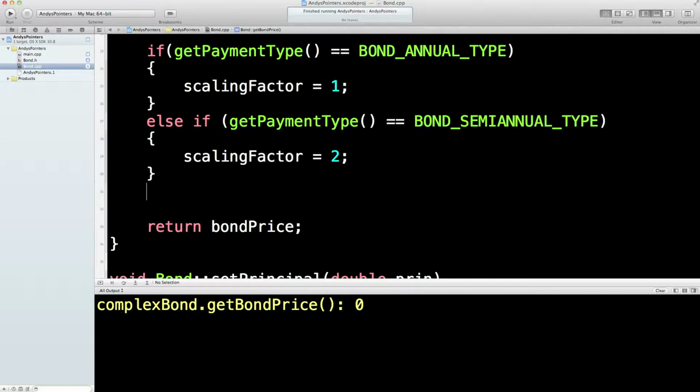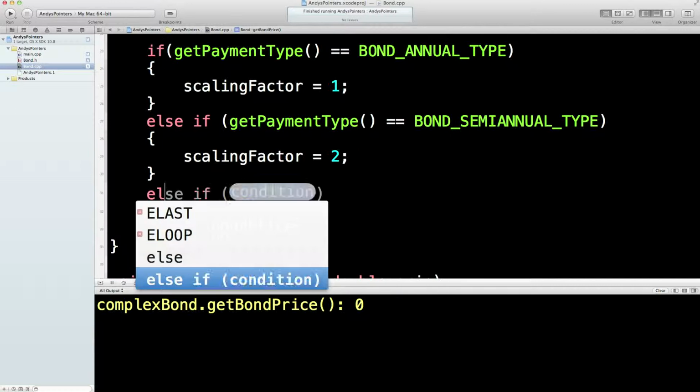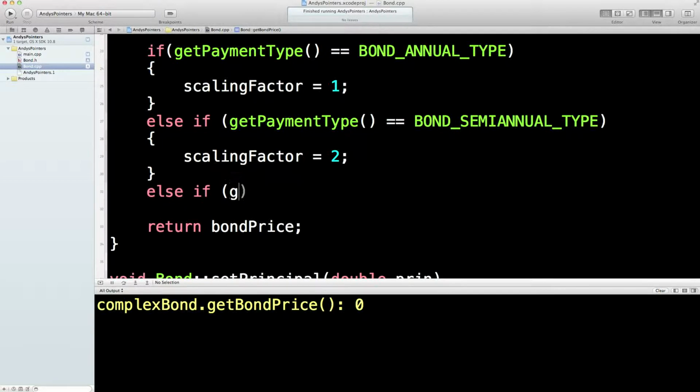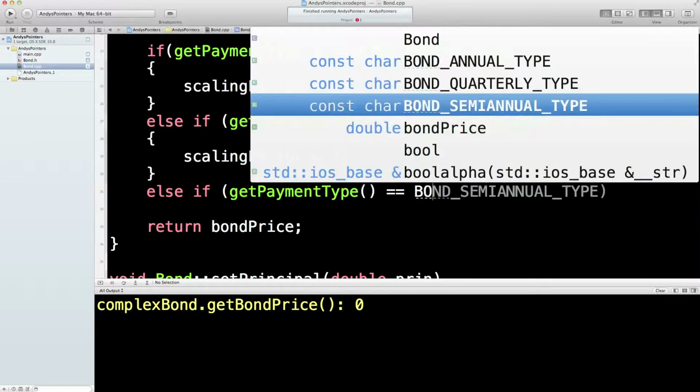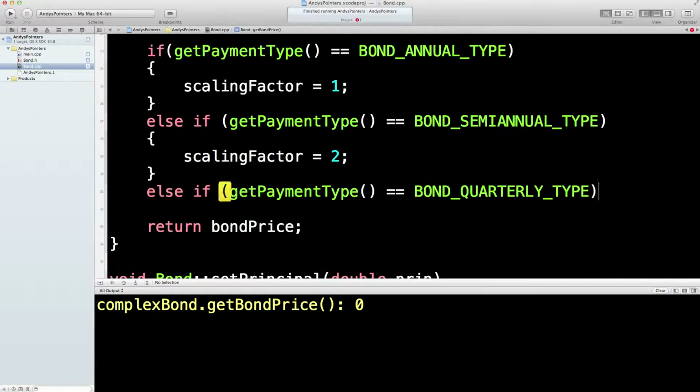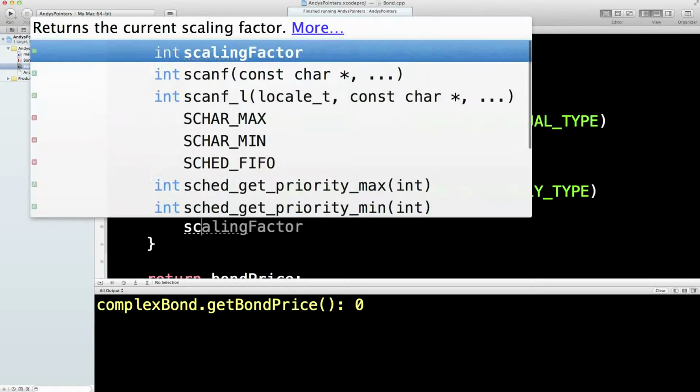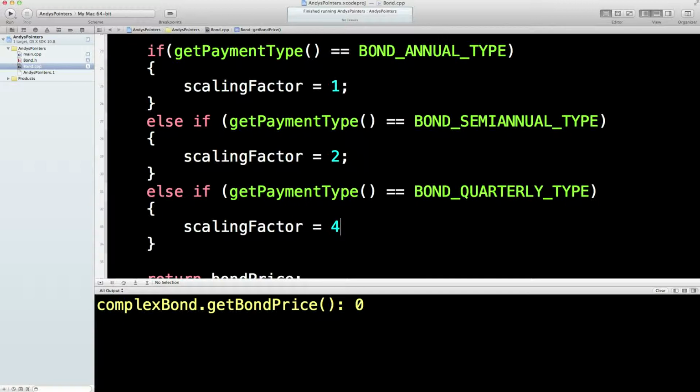Very similarly, we're going to say if the payment type is equal to bond quarterly type, we're going to set the scaling factor equal to 4. So if it's an annual bond, set it to 1. If it's a semi-annual bond, set it to 2. If it's a quarterly bond, set it to 4. Hopefully that's sort of making some kind of sense.